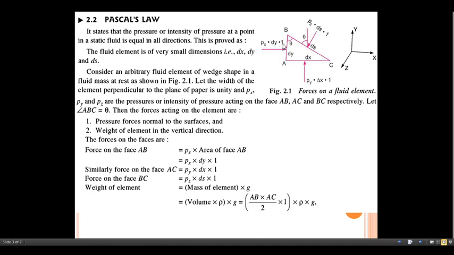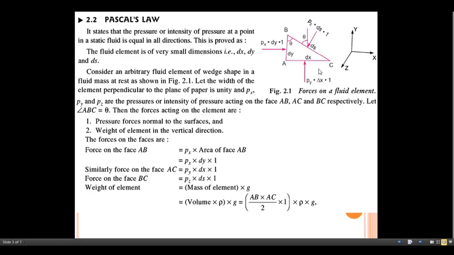Why do we consider this as 1? Because the width of this element is considered as unity, or 1. So the force on face AB is Px multiplied by dy multiplied by 1. Similarly, for the next face, the intensity of pressure is Py, and this dimension is dx, where delta x is just considered as dx.